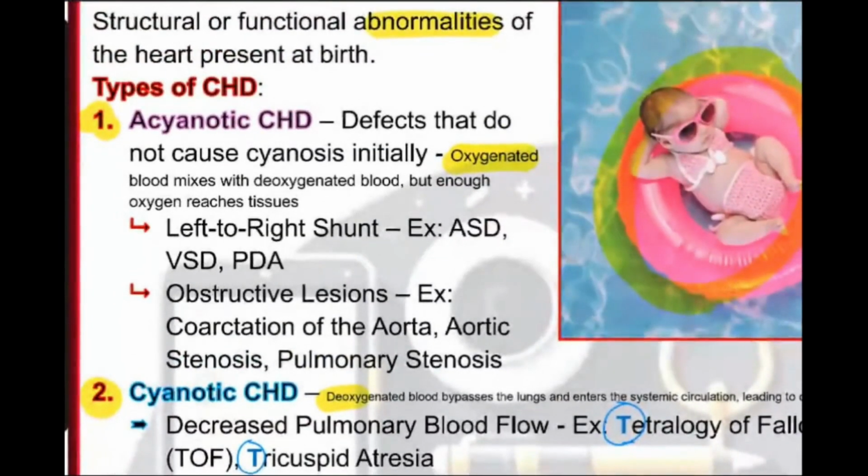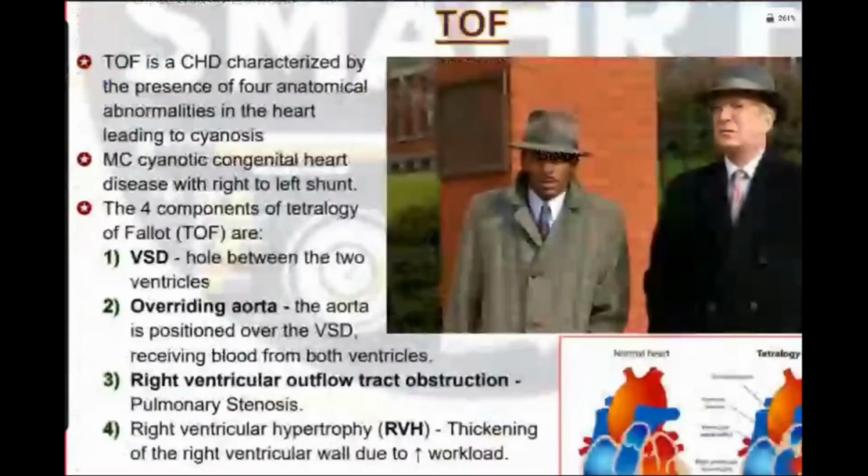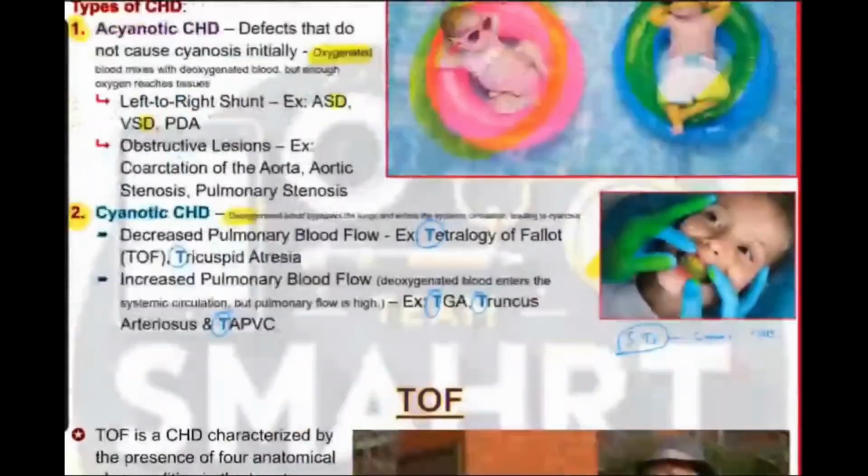In acyanotic congenital heart diseases, there is no problem in the pulmonary circulation, but there might be some problem afterwards. Meaning what? There are some defects in the atrial septum or ventricular septum. Due to that defect, this is acyanotic congenital heart disease. Now, we'll dive deep. No need to worry.